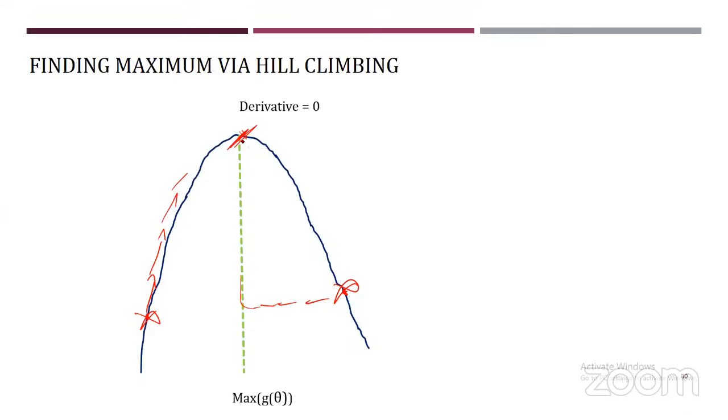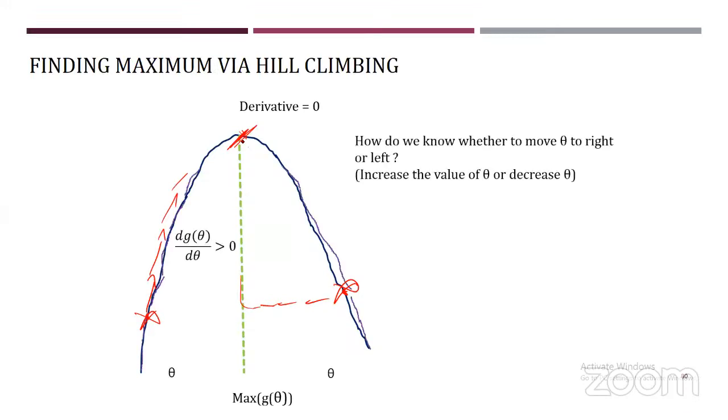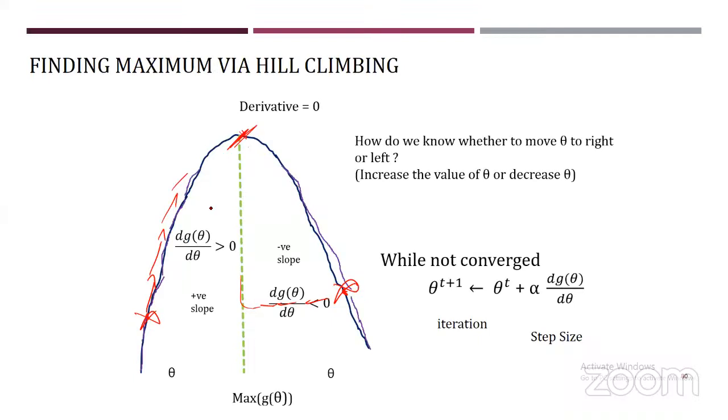So what is going to be the case? When you calculate the derivative with respect to theta, if you get a derivative greater than 0, that means it is a positive slope, and that means I need to increase my theta. If you calculate the derivative and get it less than 0, that means it is a negative slope, so I need to perform a decrement in my theta.